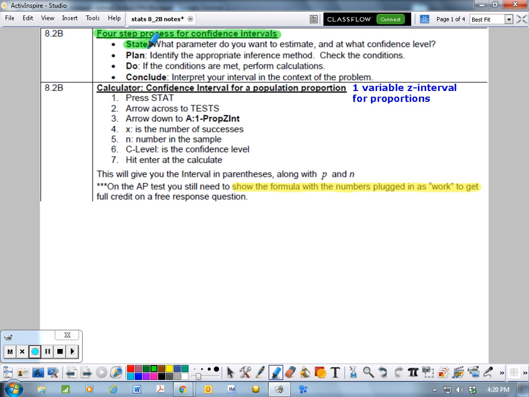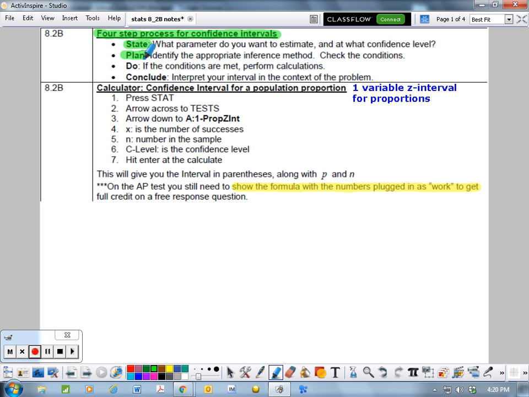So the next step is your plan. Your plan is to identify your inference method. So our plan would be we're going to do a one sample confidence interval for proportions. That way it states that I know I'm working with just one sample. I'm doing a confidence interval and I'm working with proportions. So then I know to use my proportion formulas.